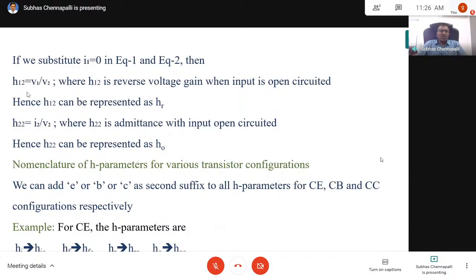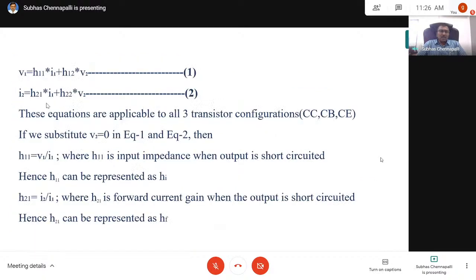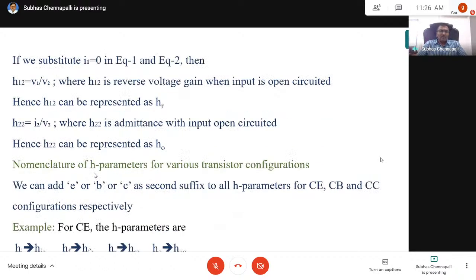Then the second one, H12, is V1 by V2 when I1 is equal to 0. I1 equal to 0 means input open circuit. This H12 is the reverse voltage gain. V2 by V1 is voltage gain; V1 by V2 is reverse voltage gain. When the input is open circuit, I1 is equal to 0, under that condition I am getting this one. This is something between input and output, so I will write HR.